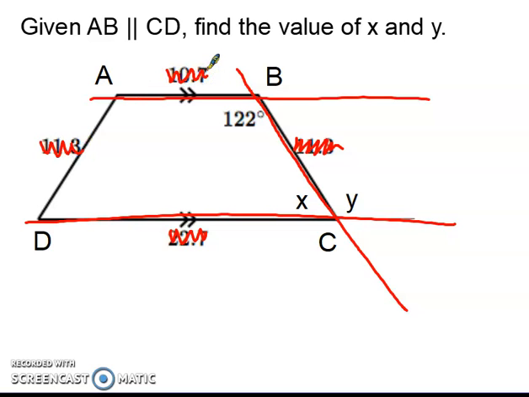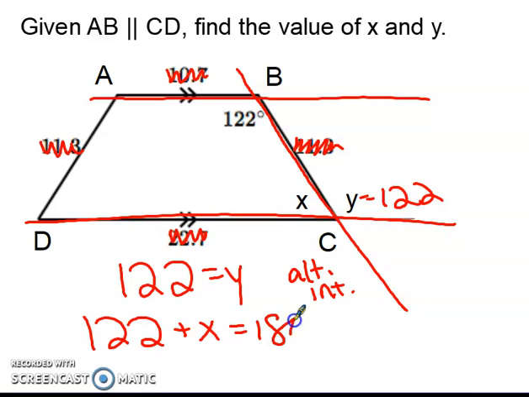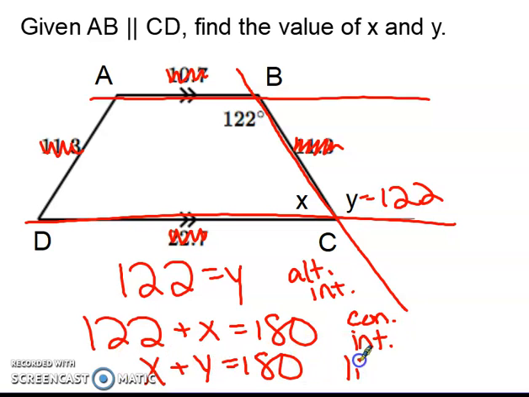Now, I have that angle 122. Use angle types you know. I know 122 equals Y because they are alternate interior angles. They are inside the parallel lines and on opposite sides. I know 122 plus X is going to equal 180 because they are consecutive interior. I also know X plus Y is going to equal 180 because they are a linear pair.